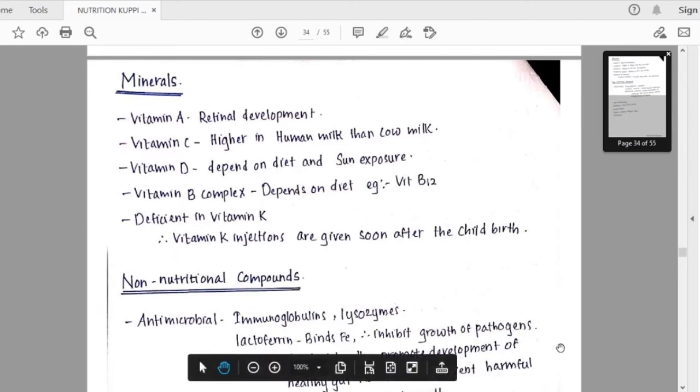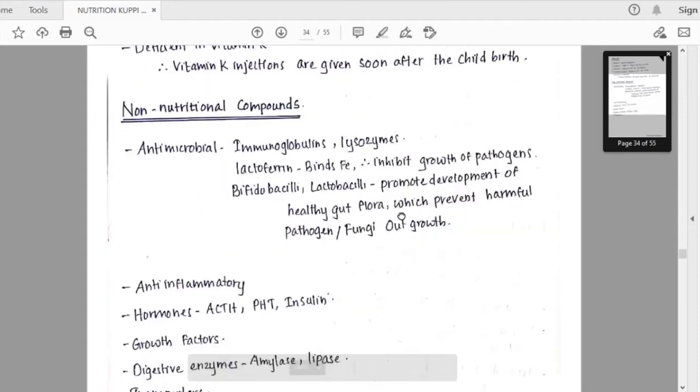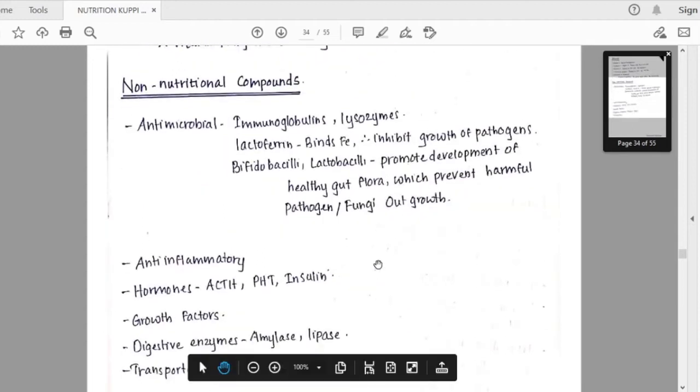The moment that children are born, a vitamin K injection is given. So the vitamin K injections are given soon after childbirth. Non-nutritional compounds: antimicrobial immunoglobulins, lysozymes.